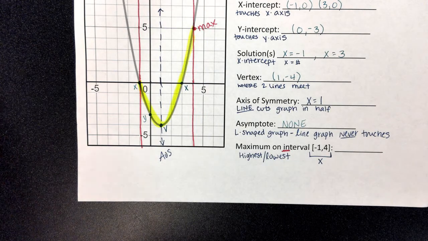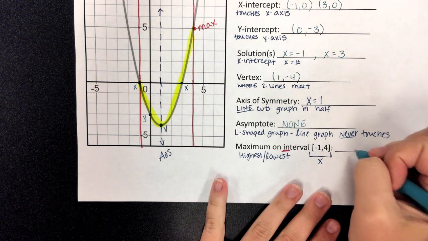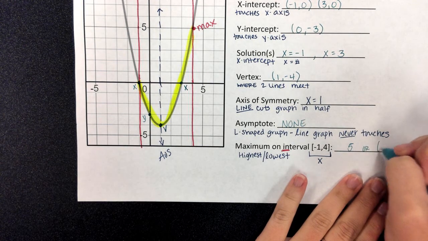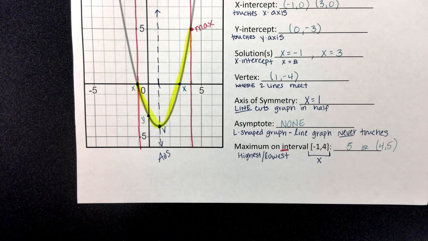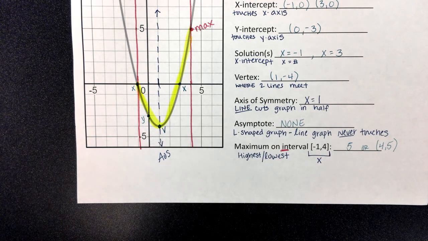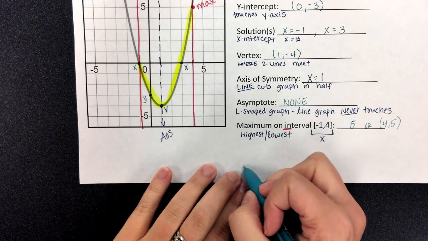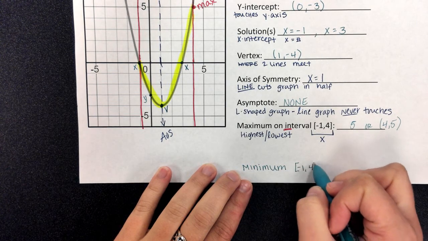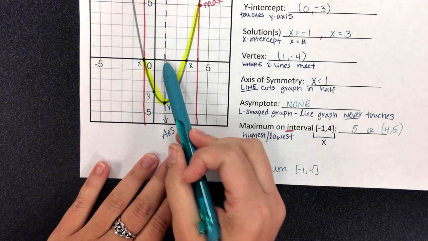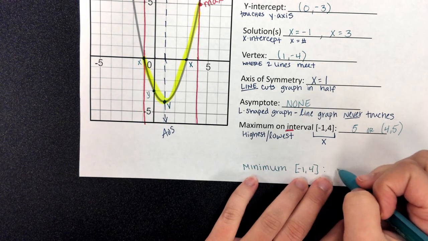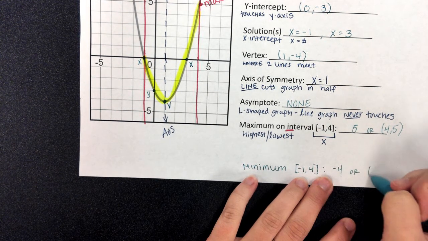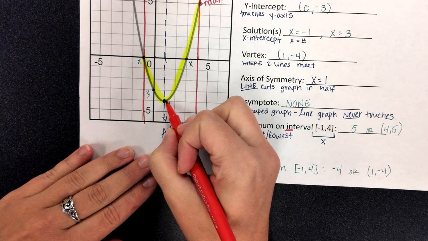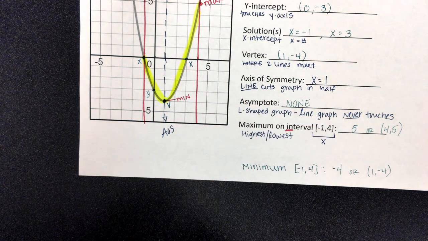Now, you have two choices. I can just write the answer 5 because that's my y value, or you can write it as a point, (4, 5), either one. What if I would have asked you for the minimum? What would my answer have been between -1 and 4? (1, -4). So I could have put -4 or (1, -4), and I'll write it on here. This just happened to be my vertex, but this is also my minimum.